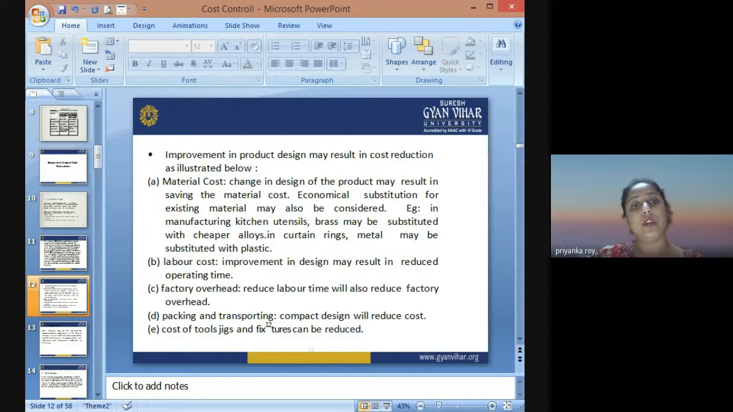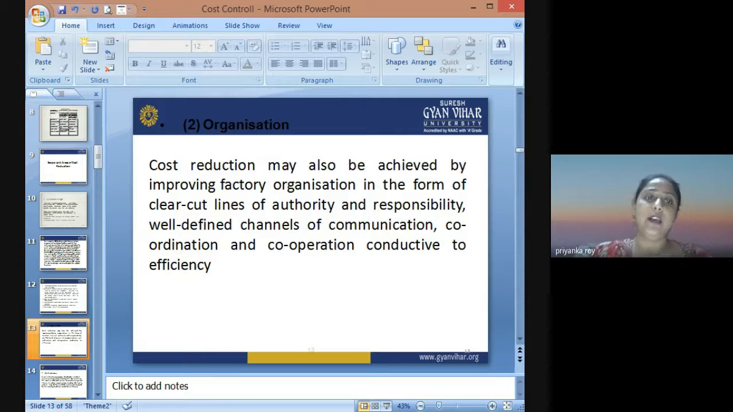Labor cost: improvement in design may also result in reduction in operating times. Factory overhead: reduced labor time will also reduce factory overheads. Packing and transportation: compact designs will reduce the cost, and the cost of tools, jigs and fixtures, and maintenance will also reduce with the change in design.